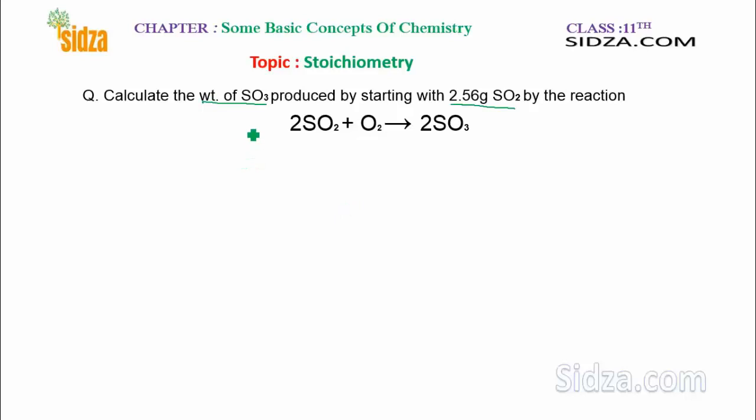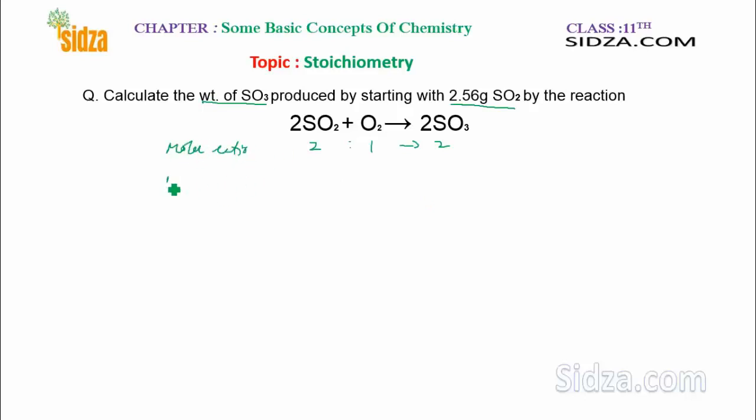Now here is another question. We have to find the weight of sulfur trioxide produced from 2.56 grams of sulfur dioxide. So here's the balanced equation, and the molar ratio here is 2 moles of sulfur dioxide react with 1 mole of oxygen and you get 2 moles of sulfur trioxide. That is the molar ratio, right?